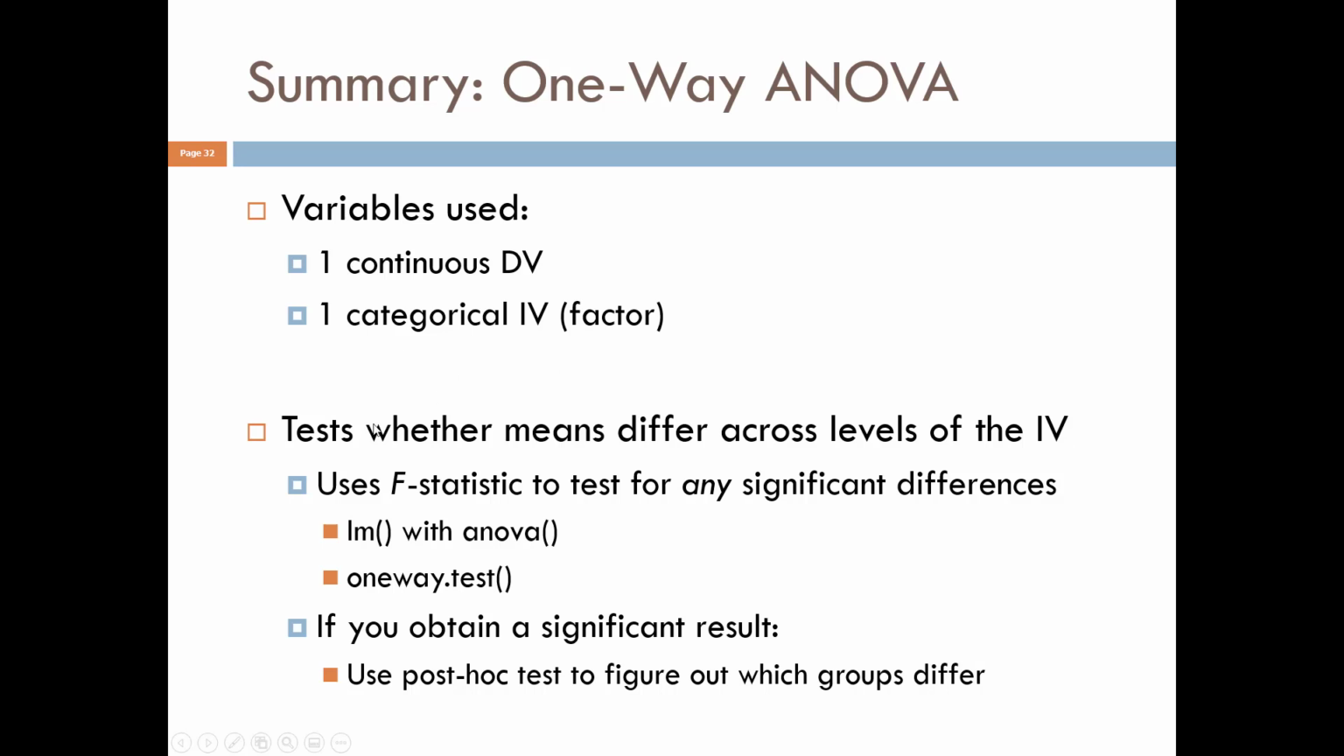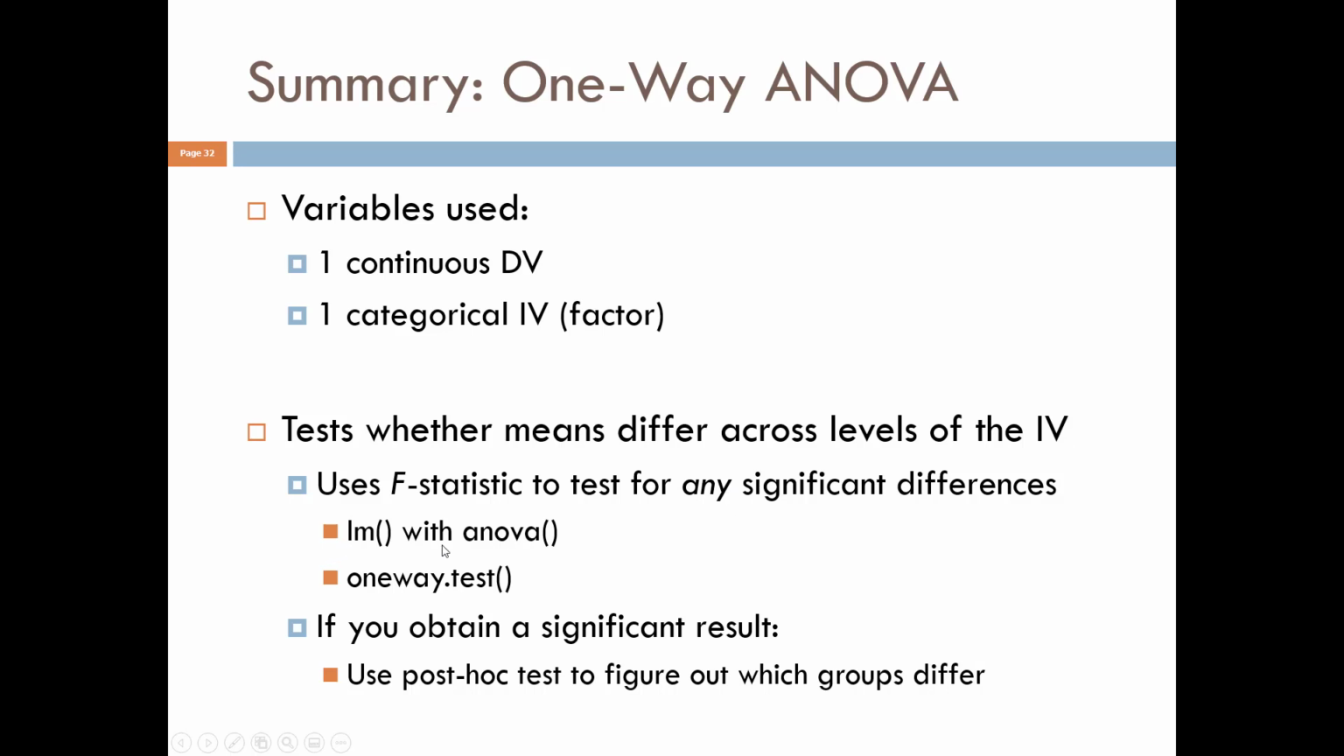In the setup, you're trying to test whether the means of the dependent variable would differ across different levels of the factor. Essentially, the factor gives you groups of individuals, and then you're comparing whether those groups differ on the means for the dependent variable. You would use the F-statistic to test for any potential significant differences. So essentially the question is, are there any group differences?